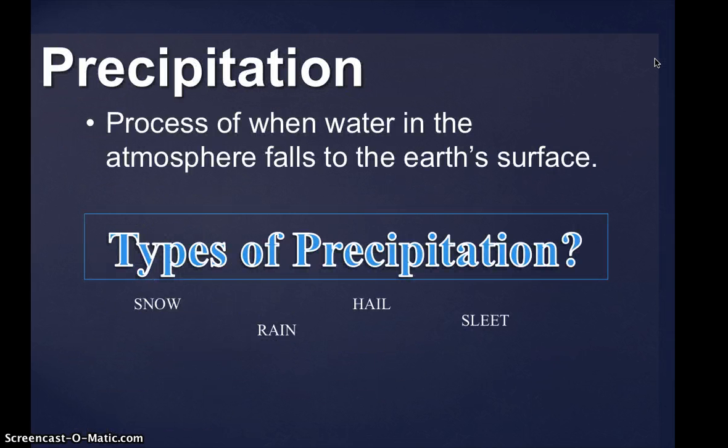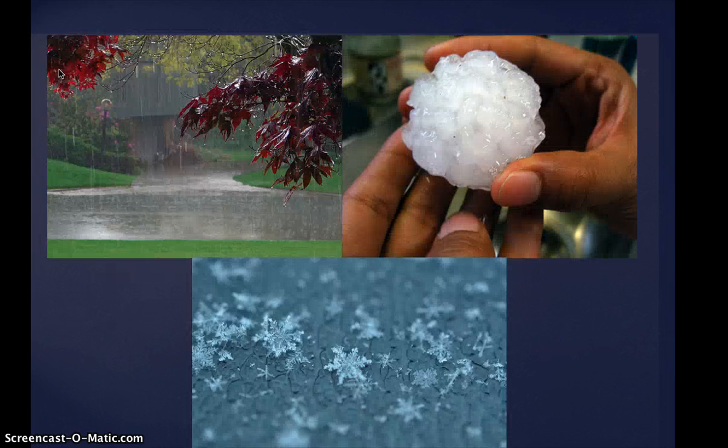This process is known as precipitation. Precipitation is what we experience every day, especially in Michigan. We have different types such as snow, rain, hail, and sleet, and those are just some of the ones we're most familiar with. Here are some pictures of different types of precipitation. We have rain, hail, snow, and hail can even get up to the size of golf balls. The more collisions that happen and the colder it gets, the larger they become.